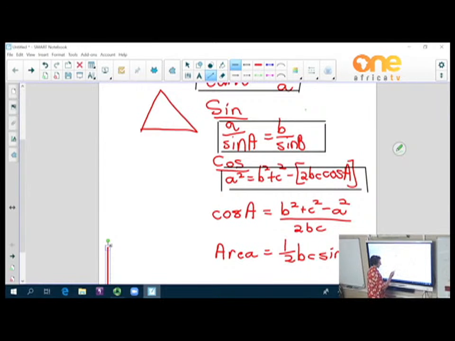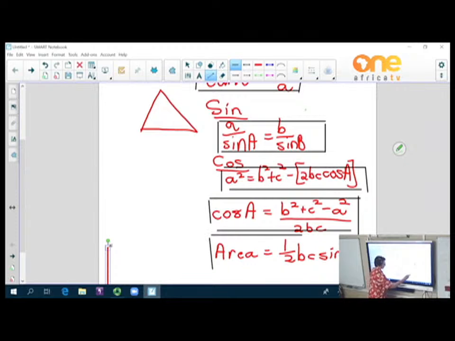Then we also have finding the angle when you have three sides, and this is the formula: b squared plus c squared minus a squared over 2bc. Again, you subtract the side which is opposite the wanted angle. And the last one is the area formula, which says half bc sine A.